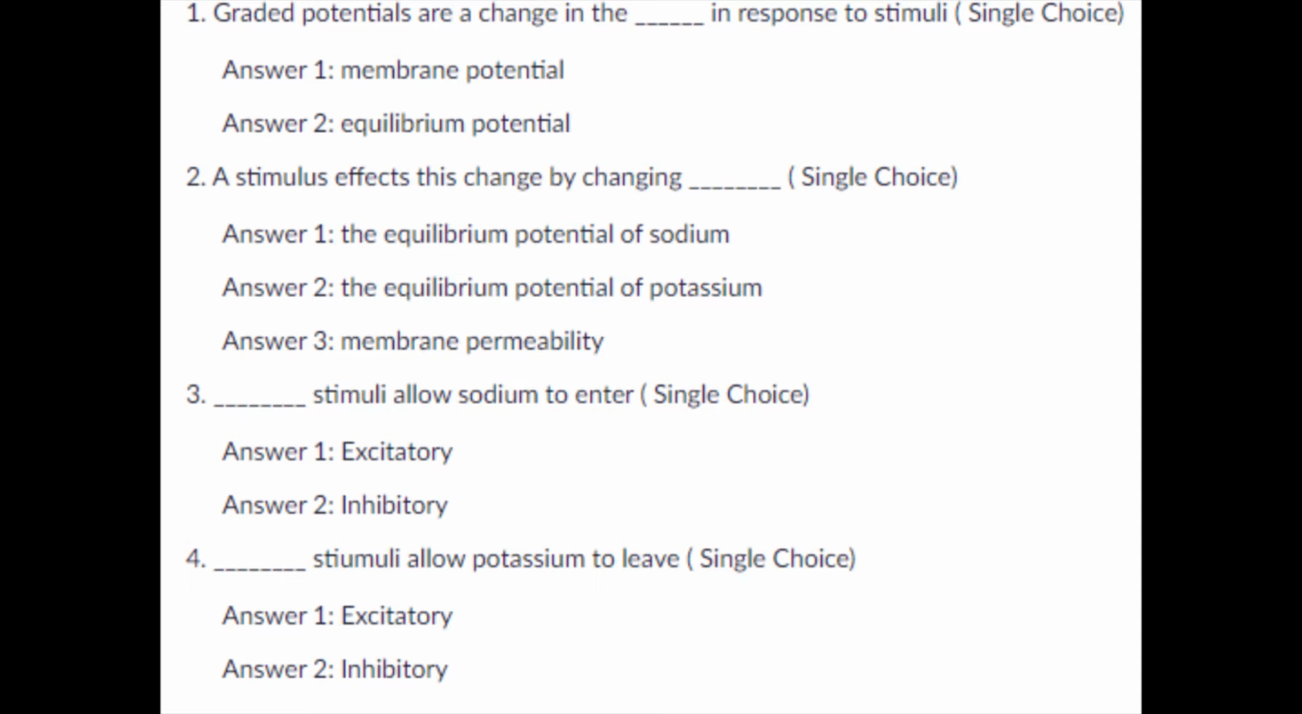Okay, so we were thinking here about our graded potentials. And can everybody see the results now from this poll? I think so. Yeah, okay.